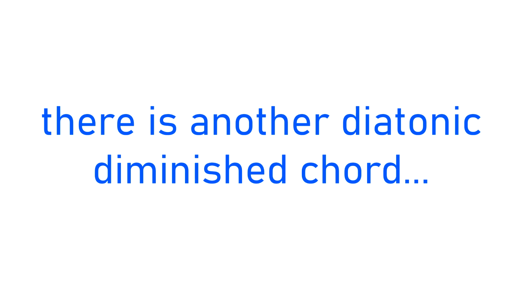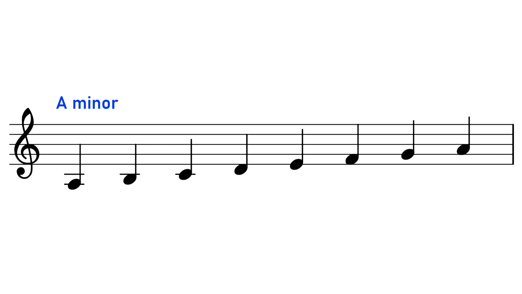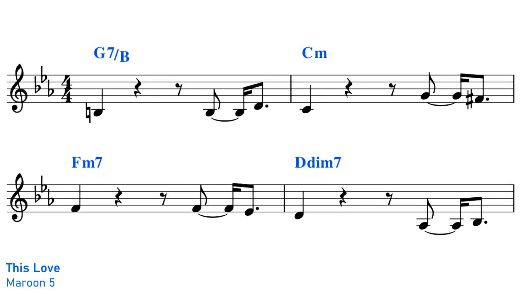But there is another diminished chord that we can play without using any chromatic notes, and this one is a lot more common. If we build a chord on the 2nd degree of the minor scale, the natural minor scale, that chord will be a diminished chord. And unlike its major scale counterpart, this chord is generally considered a lot more useful. For example, Maroon 5 used it here in their hit This Love.